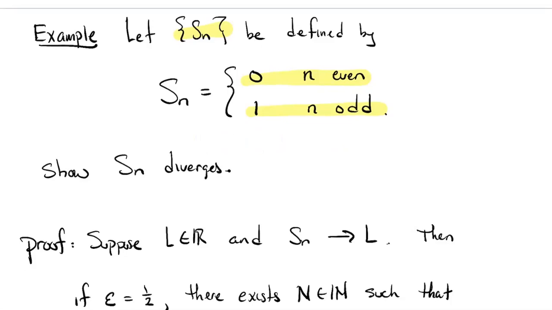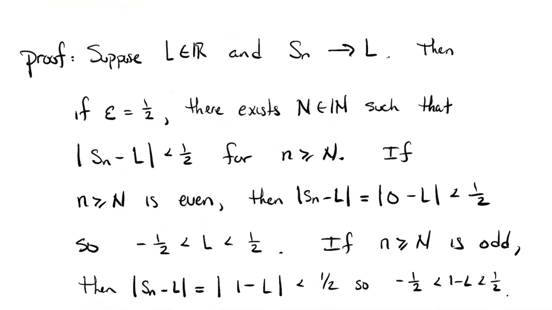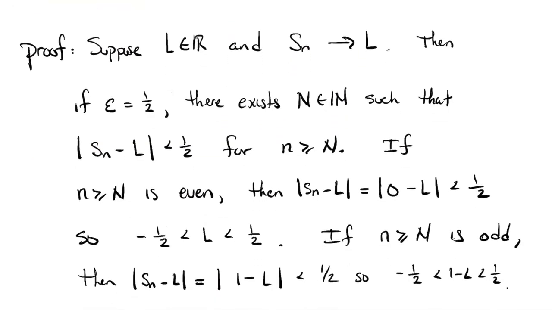So let's see if I can use the negation of the limit definition to prove that. Let's try to prove that this sequence diverges. It's going to be a proof by contradiction. Suppose there is some number L in the real numbers that this sequence approaches. Well then for any epsilon, in particular if I take epsilon equal to a half, then I should be able to find some index value N such that the sequence terms differ from my limit by less than a half, provided my index is bigger than that. That's just using the definition of convergence.